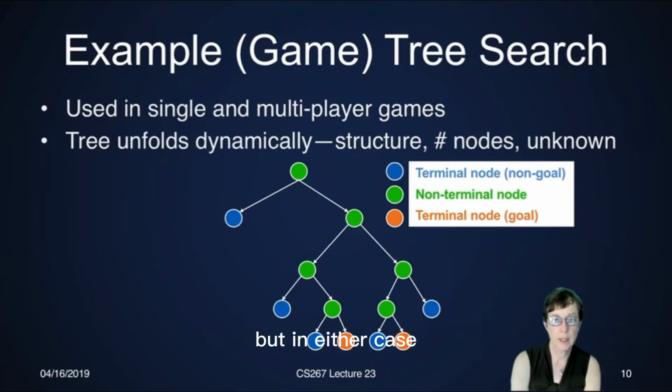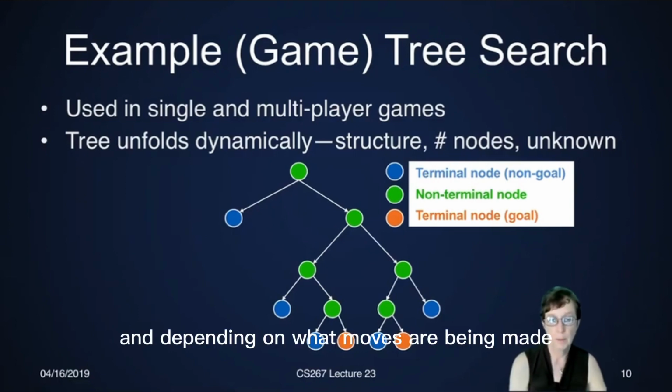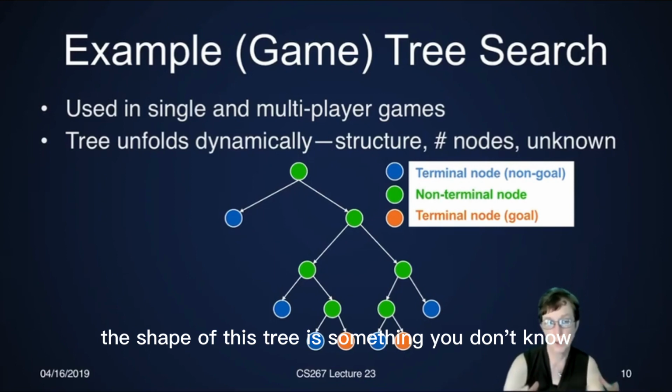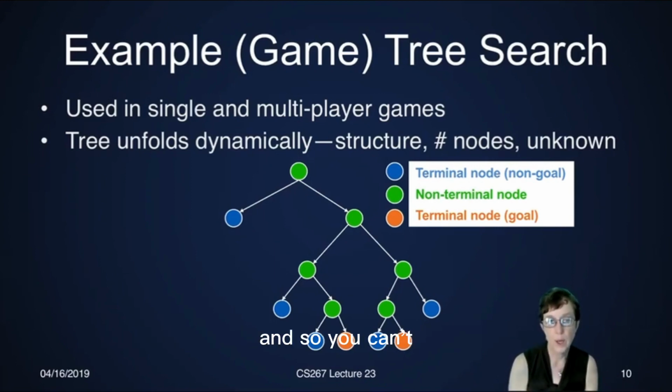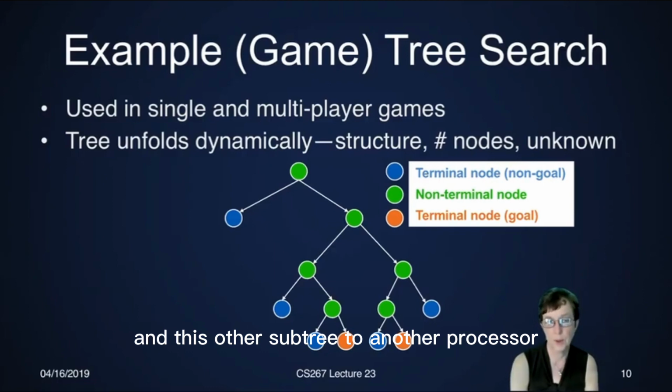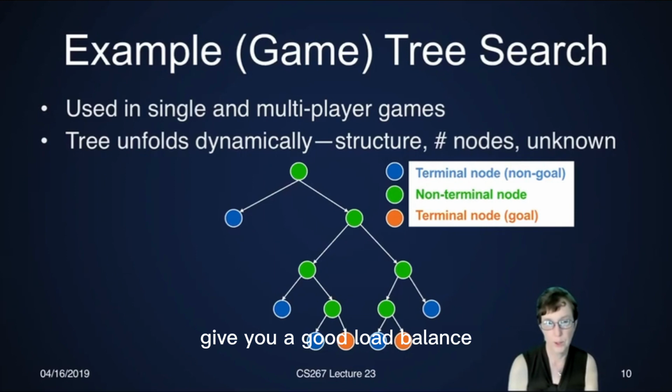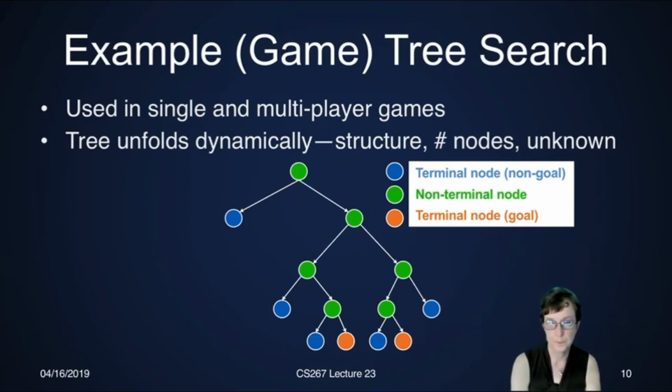But in either case, in the tree search problem that you looked at, you had 2 players, and depending on what moves were being made, a certain part of your tree might become uninteresting and you wanted to cut it off. The point here is that the shape of this tree is something you don't know until you execute it. So you can't decide in advance, oh, I'm going to give this subtree to one processor and this other subtree to another processor, and that will give you a good load balance. You're really going to need to do something dynamic.